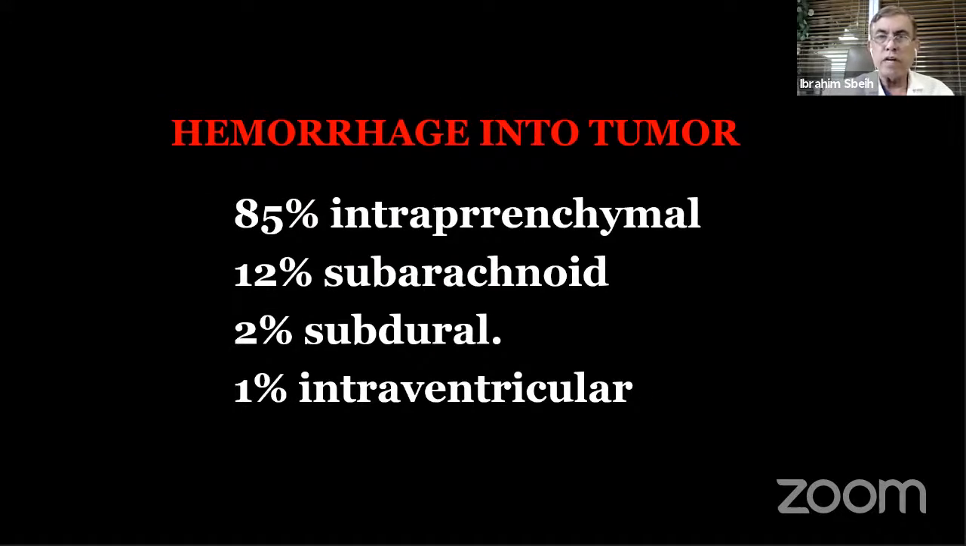And when hemorrhage occurs in the tumor, it is inside the tumor in 85% of the cases. It can also be subarachnoid hemorrhage, subdural hemorrhage, or intraventricular hemorrhage. Again, how many of us, when we see a subdural hematoma, think that this may be caused by a tumor, by an AV fistula, or by a ruptured aneurysm?